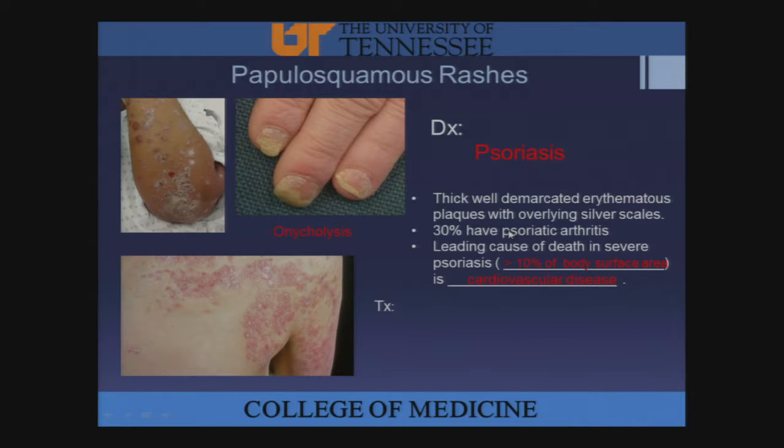So that's nail psoriasis. The most common form is pretty much what you see here. That's your psoriasis vulgaris. There's also guttate psoriasis, and the only thing you need to know about that is it's right after a strep A infection. You can have an eruption of psoriasis on your back.